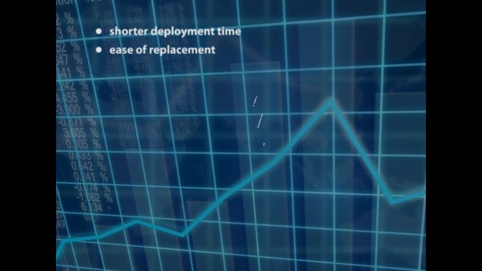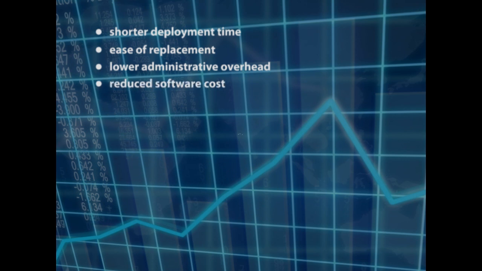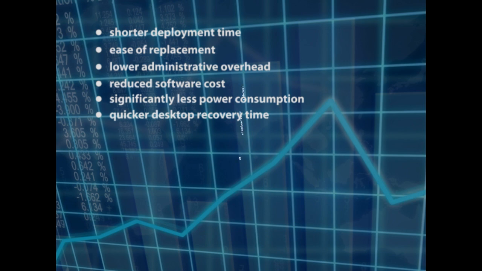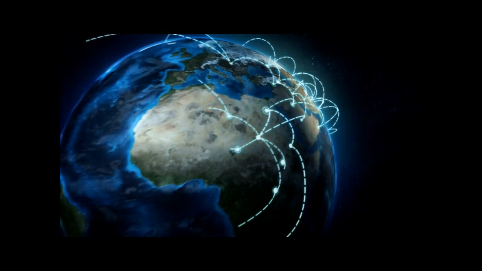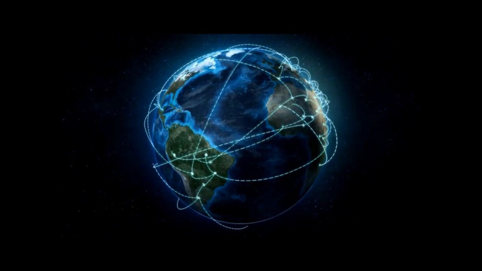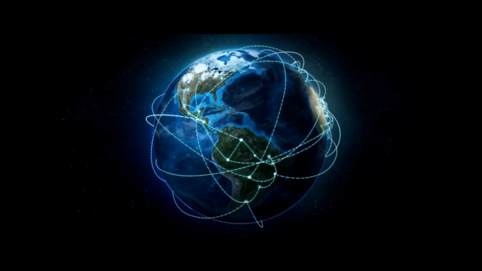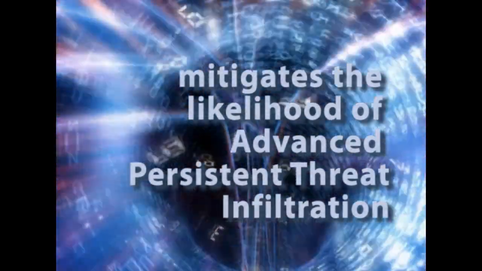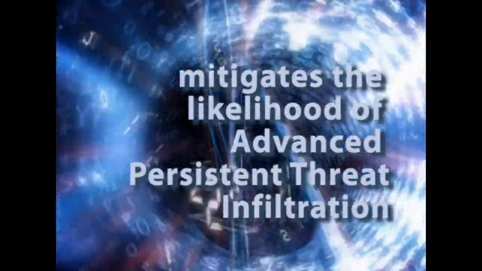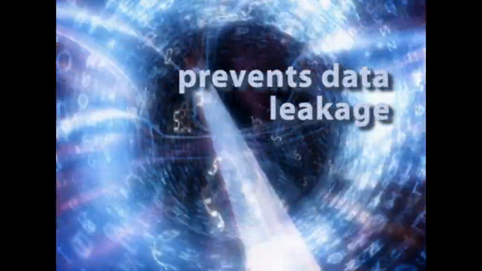The total economic impact of including cross-domain components like TTC and TGS includes shorter deployment time, ease of replacement, lower administrative overhead, reduced software cost, significantly less power consumption, quicker desktop recovery time, and decreased carbon footprint. Running cross-domain solutions at ADT adds to these benefits, as a secure operating system mitigates the likelihood of advanced persistent threat infiltration and prevents data leakage.